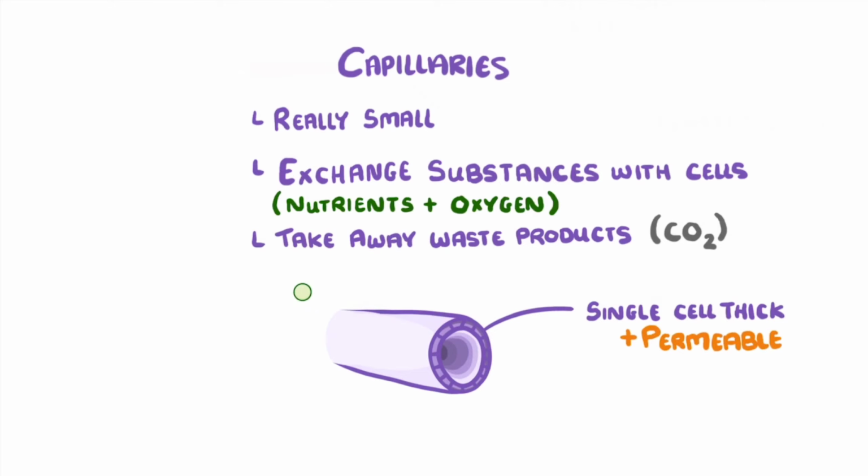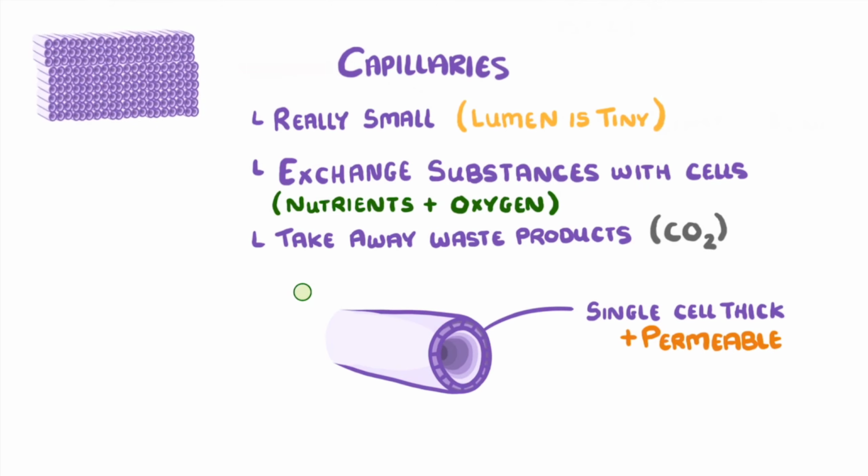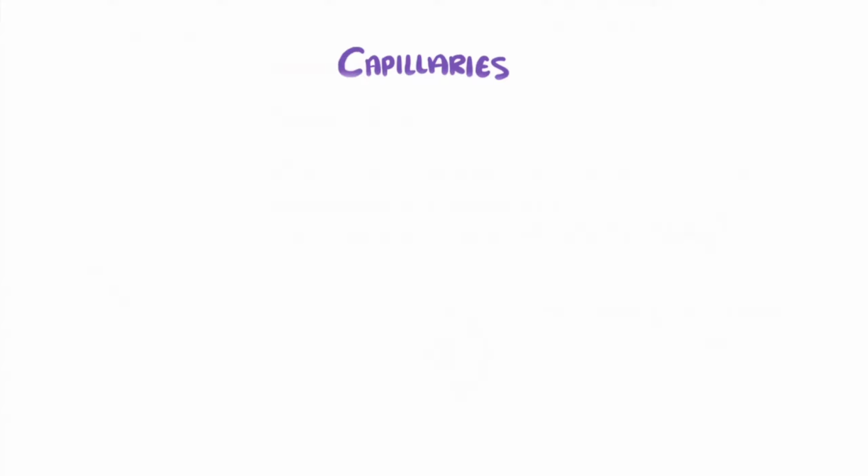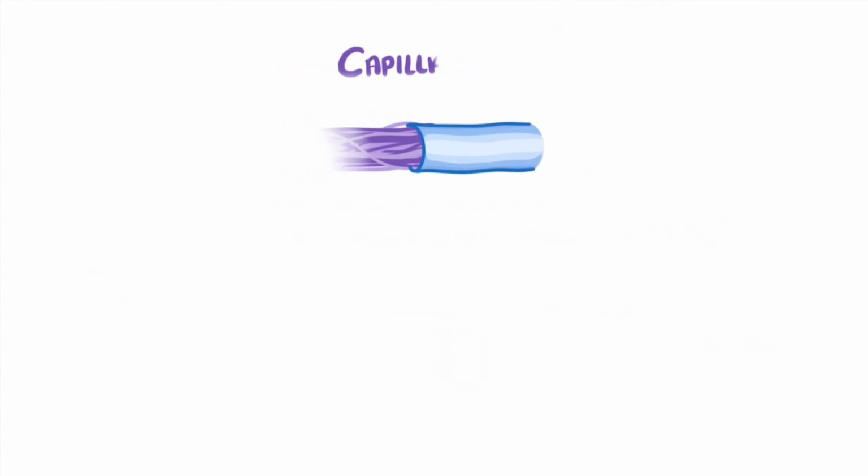Because they're so tiny, the lumen of an individual capillary is also tiny. But there are so many of them that their total cross-sectional area, which is just the area of all the capillaries added together, is actually huge, far higher than for arteries. This means that the pressure of the blood is much lower than in the arteries, and so it flows more slowly, which gives the blood time to exchange things with the tissues. Finally, these tiny capillaries start to join up into larger vessels called veins, which transport the blood back to the heart.